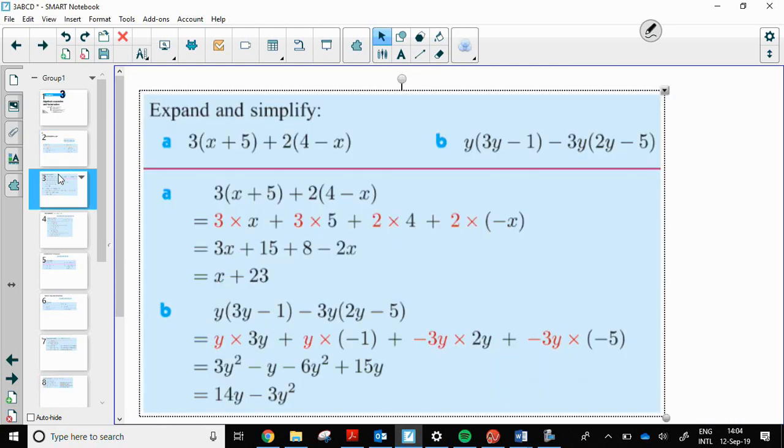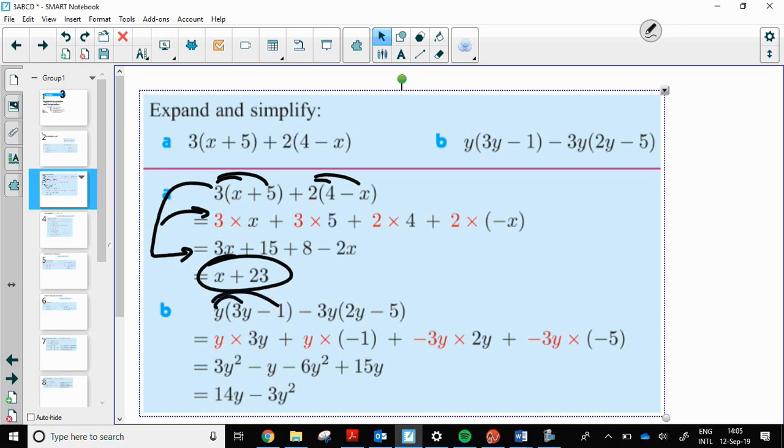Okay, these at least have a little more going on. So in the first one, we're going to distribute the 3 to both of these and the 2 to both of those. We see that happening in this line. I would never write that line down. I would just skip immediately down to there. So we got 3x plus 15 plus 8 minus 2x. Combine the like terms. Final answer. Same thing in the next one.